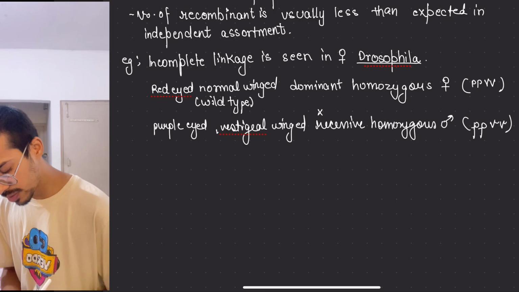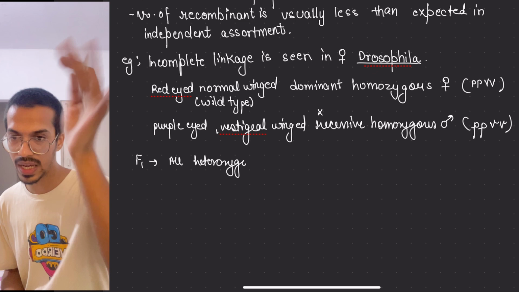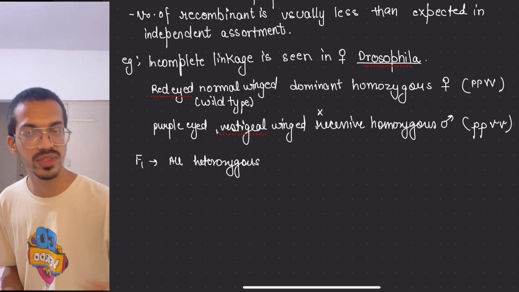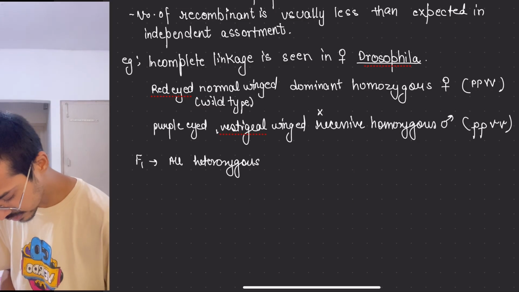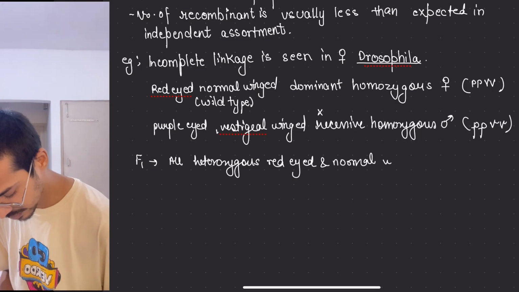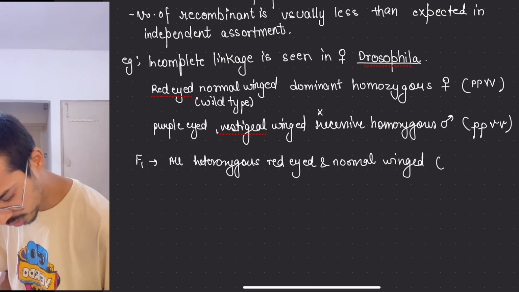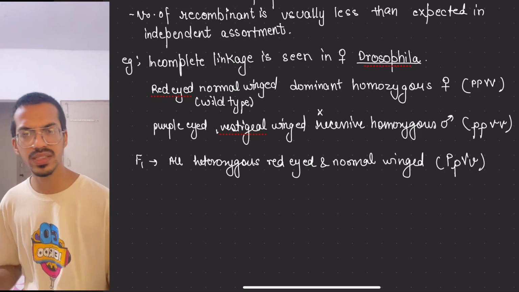So the F1 progeny would be dominant, all heterozygous. This thing is the same which we learned in Mendel. Nothing new I am doing, so that's why I'm not elaborating it. So heterozygous, red-eyed and normal winged, that is capital P, small p, capital V, small v. 100% will be them.